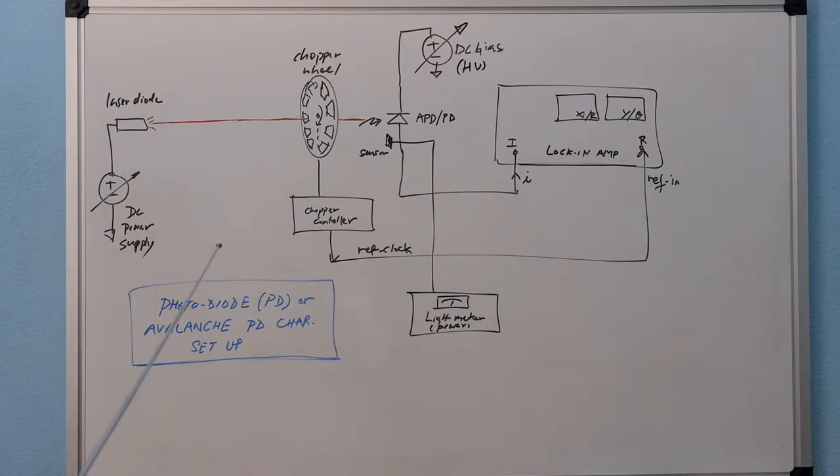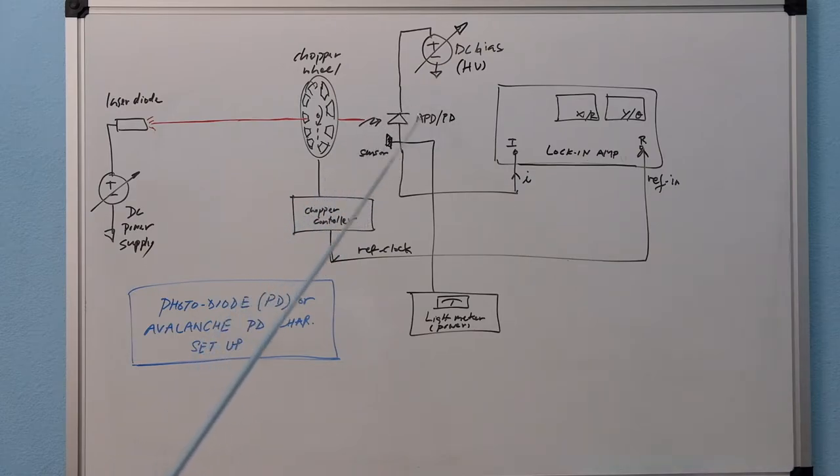So the setup works as follows. We have a laser diode which is driven by a DC power supply that emits continuous light, and that light is chopped up by a chopper wheel. The rotation is controlled by a chopper controller. And the reference clock, which is the frequency that this chopper wheel is running at, is sent to the lock-in amplifier as a reference clock input. The signal from the APD, which is now an AC light signal, gets converted to a current, which is then sent into the lock-in amplifier at the current input.